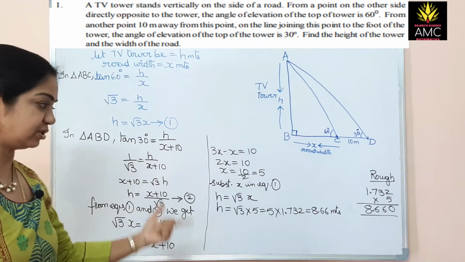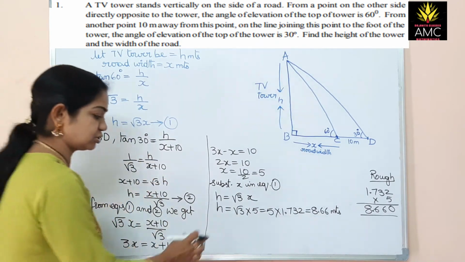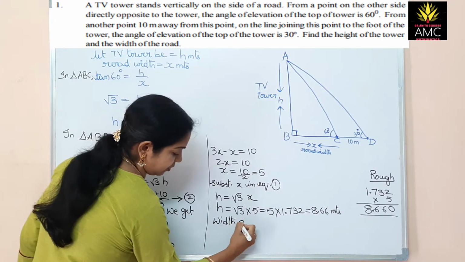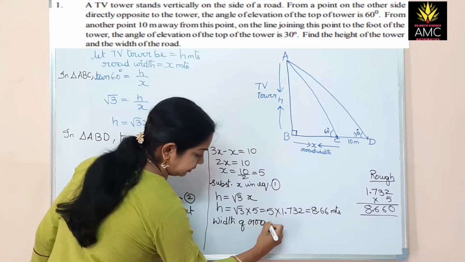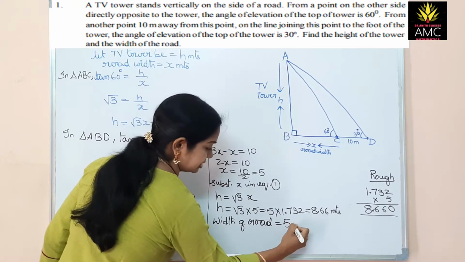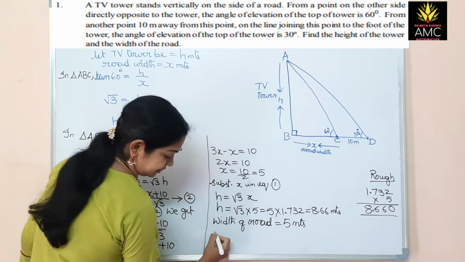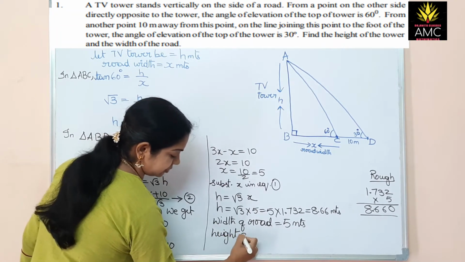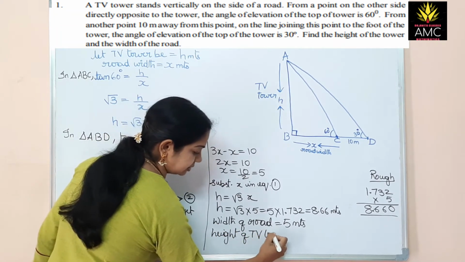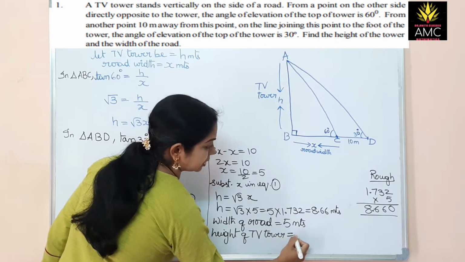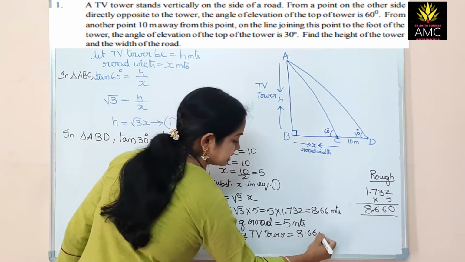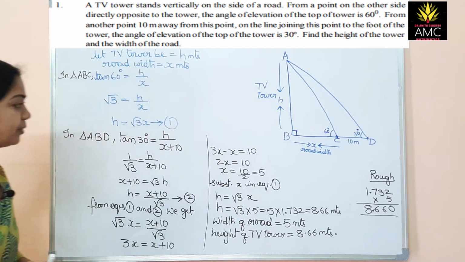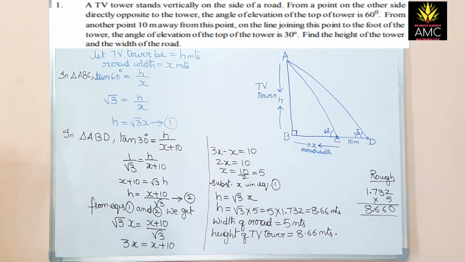So asked width of the road and height of the tower, those two, write it again. Therefore, the width of road equals 5 meters. And the height of TV tower equals 8.66 meters. Right. So with this we have completed. Pause the video and note it down or just take a screenshot.